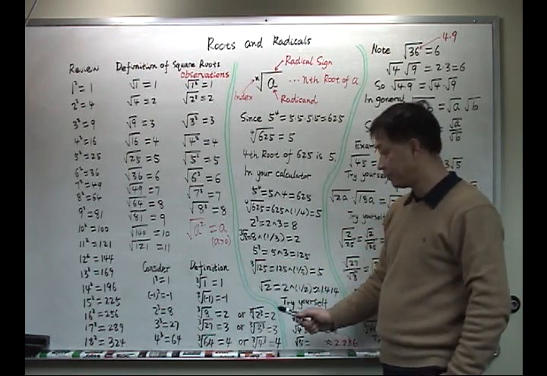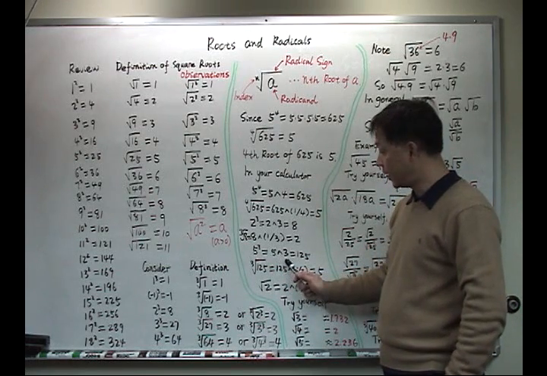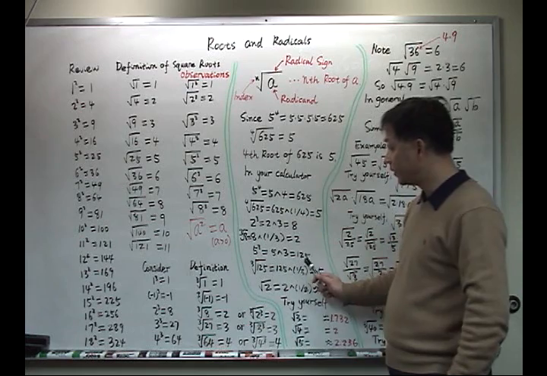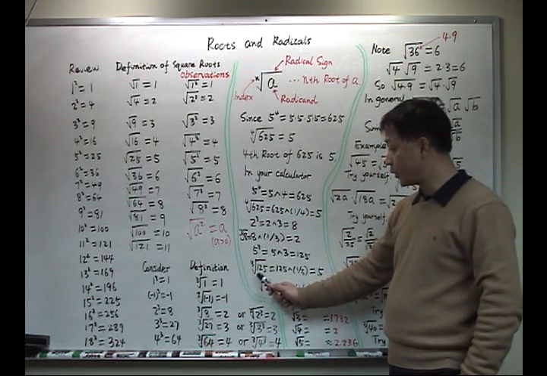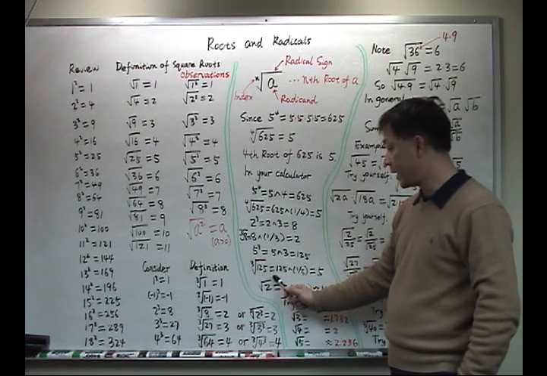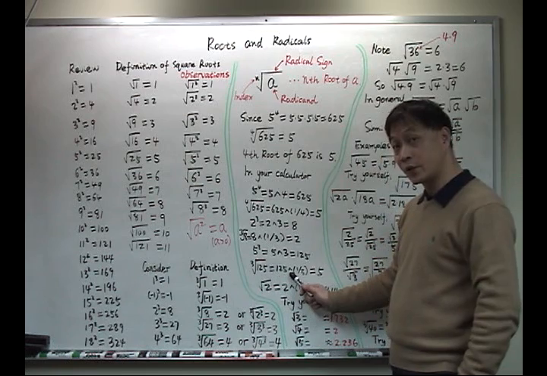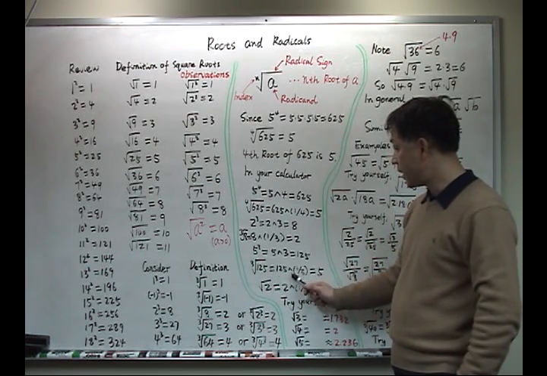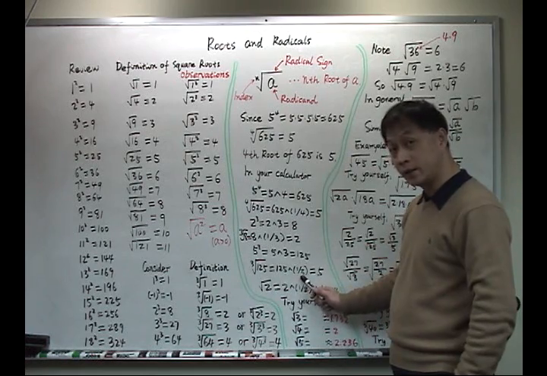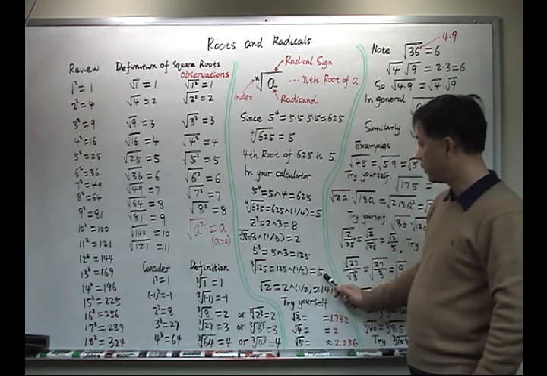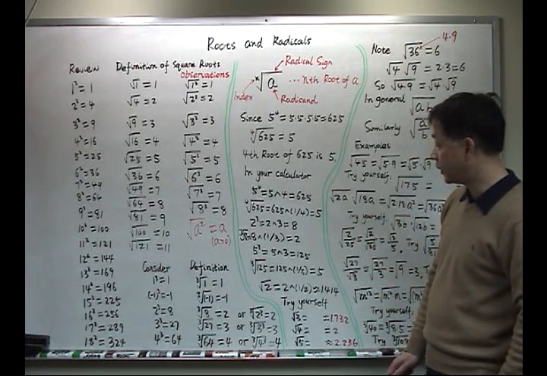5 cubed is 5, then arrow to the top, 3, 125. And then the cube root of 125 can be calculated like 125, arrow to the top, and then parentheses 1/3, 1 divided by 3, equals 5. In your calculator, you can find out the value in this way.